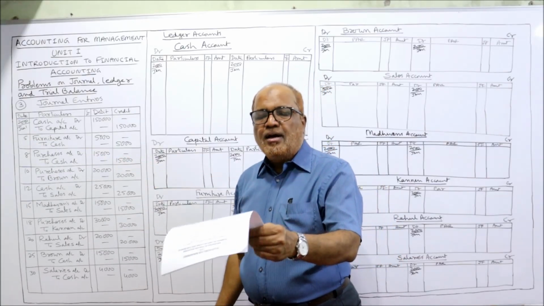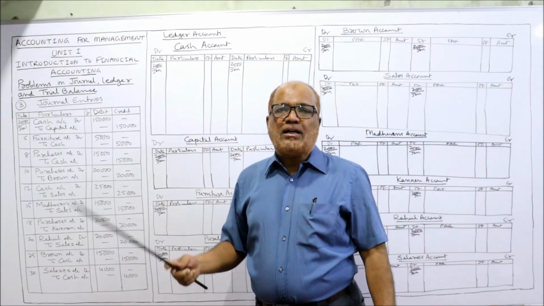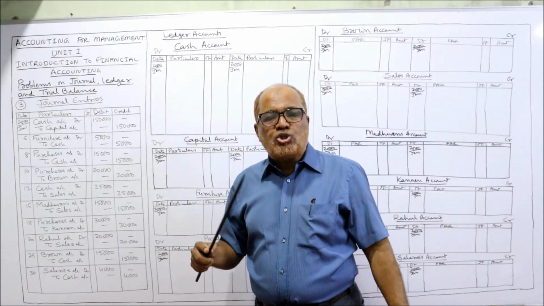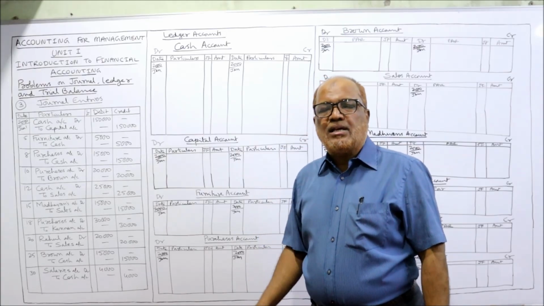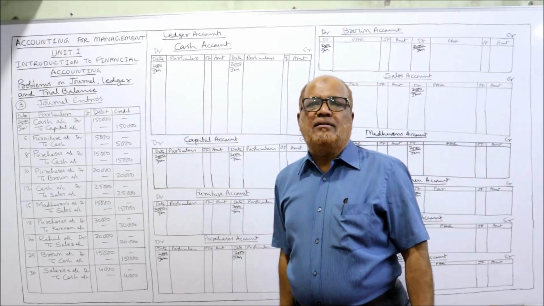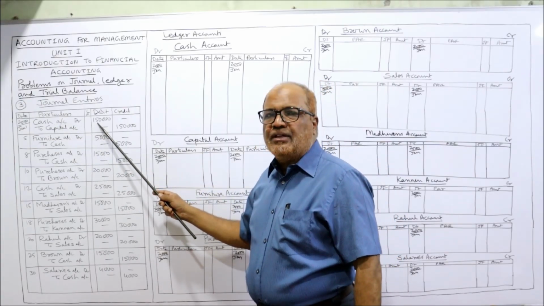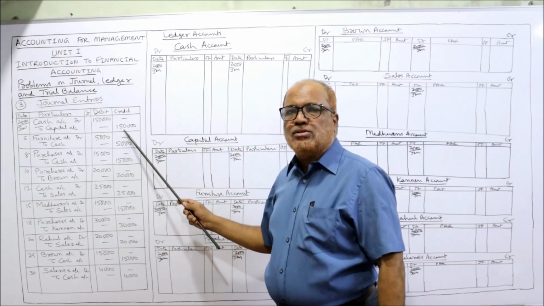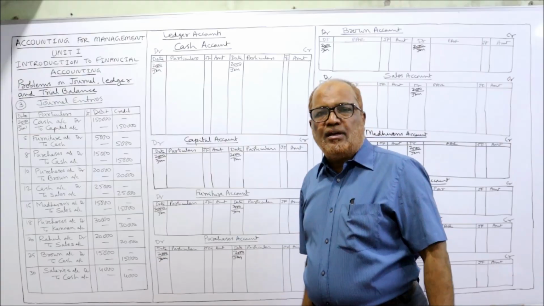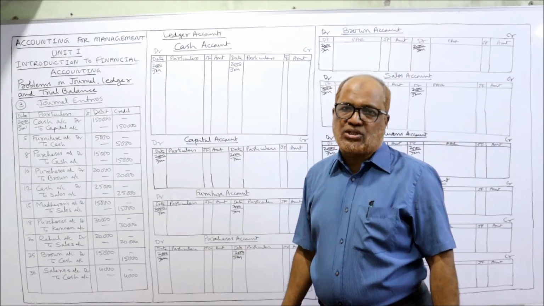The first transaction: commenced business with cash. That means the owner of the business has started the business by investing cash. Cash is coming in, so cash should be debited. Already I told you in the last video, if cash comes into the business, it should be debited. If cash is paid, cash should be credited. So here, cash account debit 1,50,000 to capital account 1,50,000. Cash is debited, capital is credited. Narration I have not written here, but you must write in the examination: being the business commenced with cash.